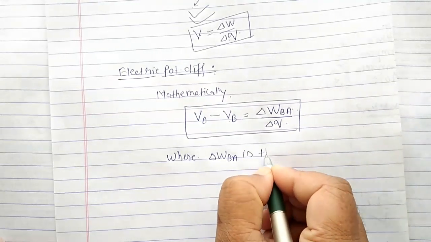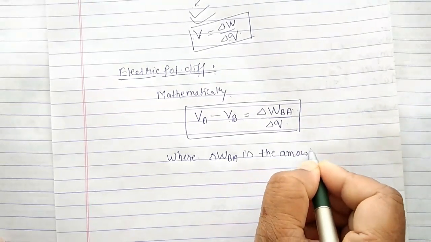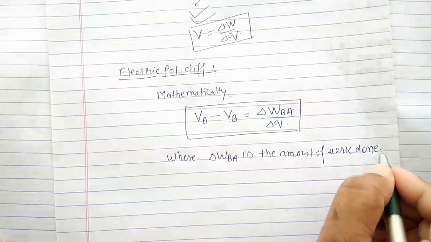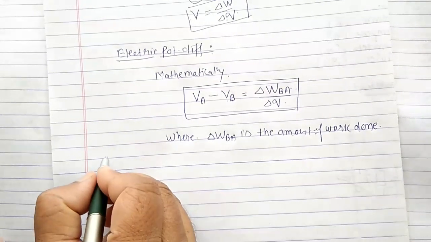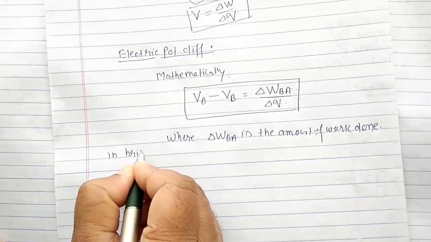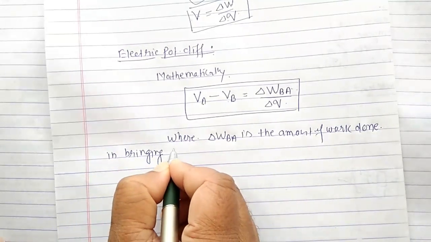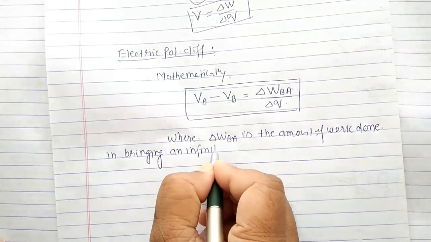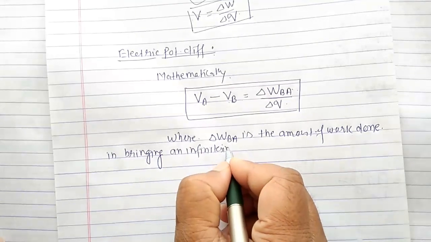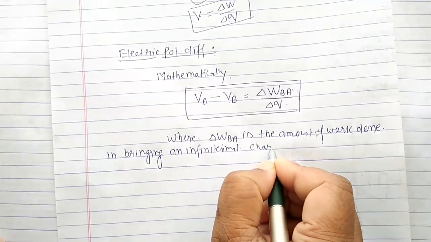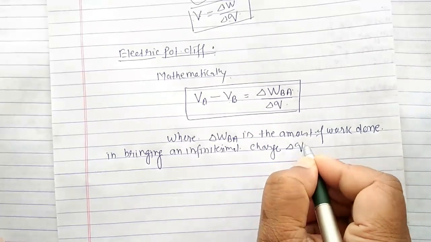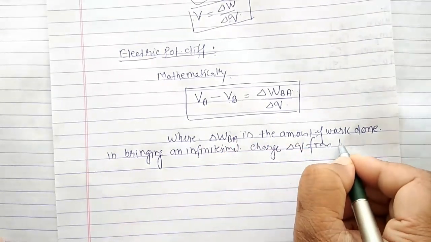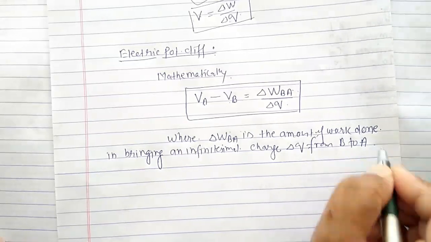is the amount of work done in bringing an infinitesimal charge delta Q from which point? From B to A.